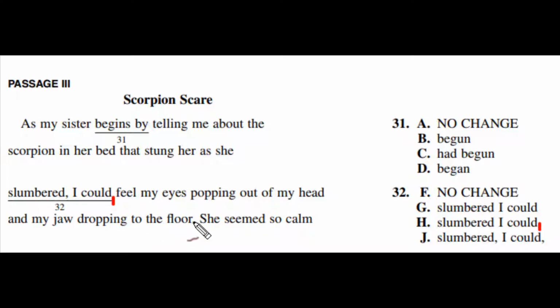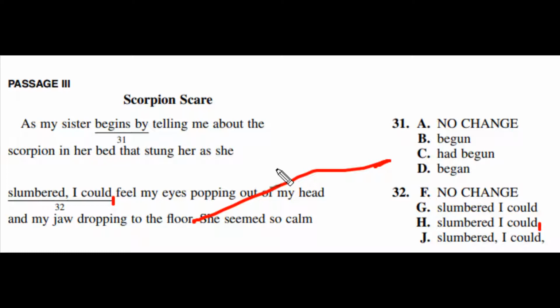There's a period here, so I just put a dot there. Okay, then keep in mind what I'm going to do is plug in the correct answer choice from problem 31, which is D, "began." When I read the sentence now, I'm going to go ahead and label it independent or dependent.